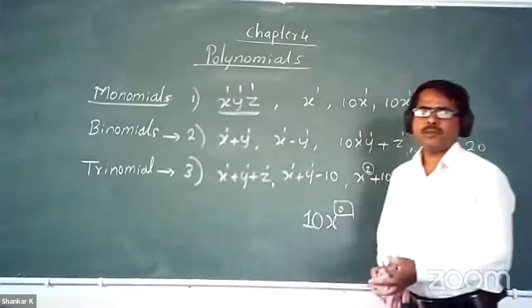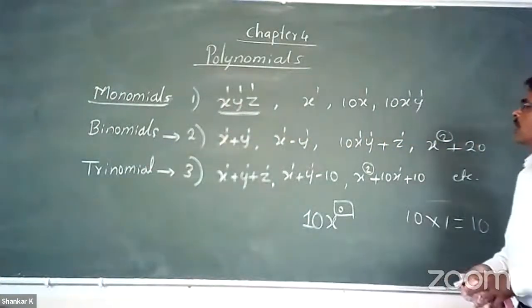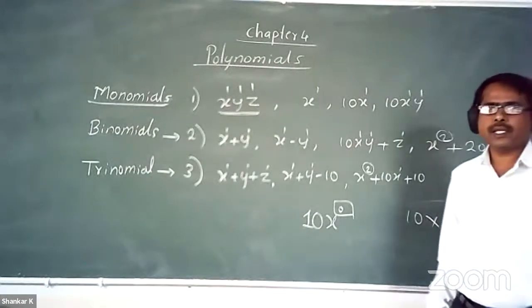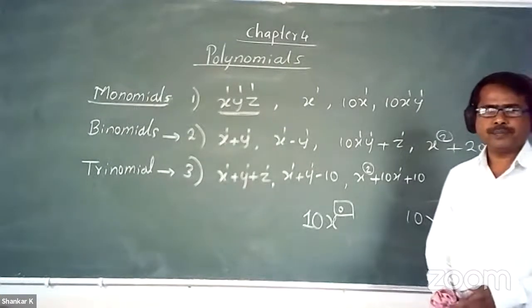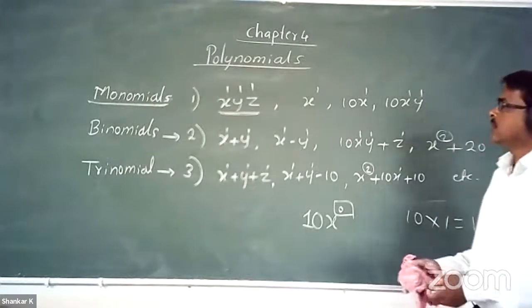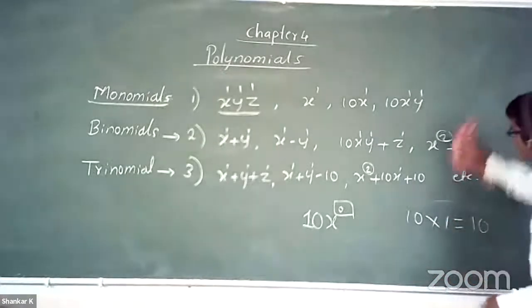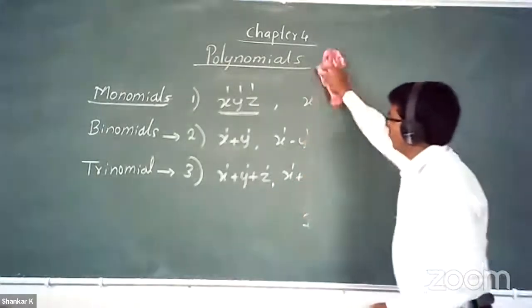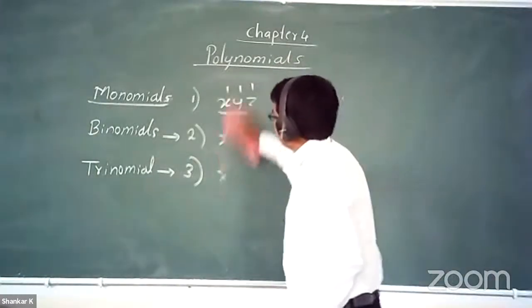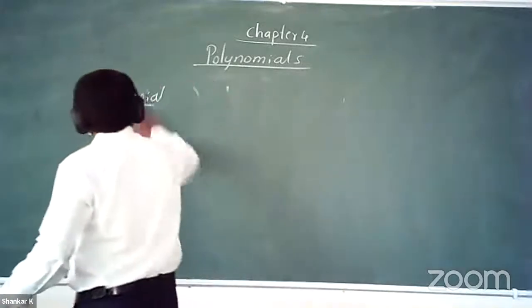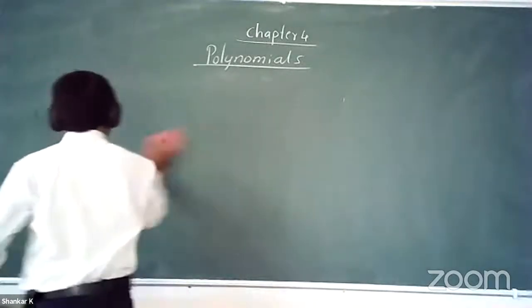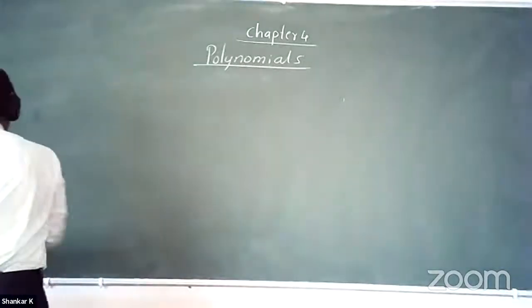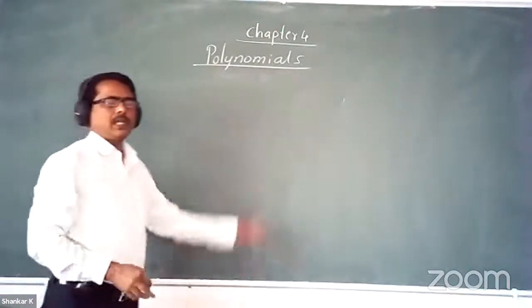Now you understood what is a variable, what is a constant, what is an algebraic expression, what is a numerical coefficient, then what is the degree of an algebraic expression. This much you understood. Correct? You understood or not? Yes, sir. Okay. Now we shall go to polynomial. All this we have studied already. What is a polynomial?